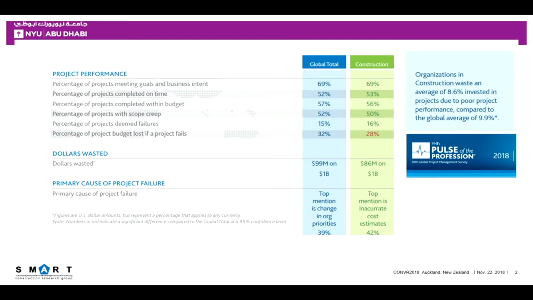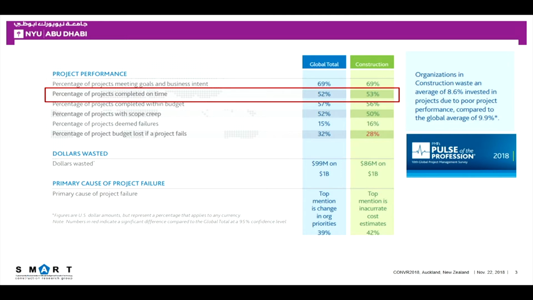Before I go deeper into our project, I want to display this data, which is published by PMI in 2018. Their annual publication is called the Pulse of the Profession. This page is the project performance page, which is mainly written for construction. On the second line, they say that 53% of the projects under this study were completed on time, which leaves 47% that were delayed. Still, construction delay is a big issue, and something has to be done about it. So our project is directly related to that.